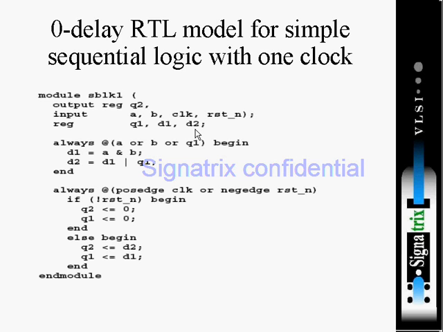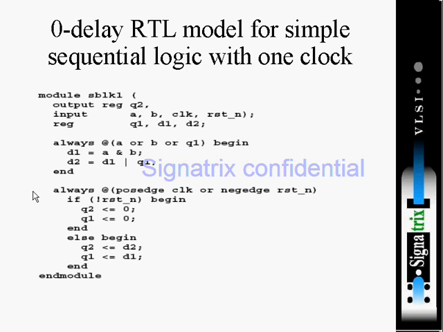So they have taken an example of one sequential logic block, and after that they are explaining that thing. First they are taking output as Q2, and inputs as A, B, clock and reset. Then reg Q1, and D1 and D2 are the two inputs. Fine. So always @ A or B or Q1, begin D1 equal to A and B, and D2 equal to D1 and Q1.